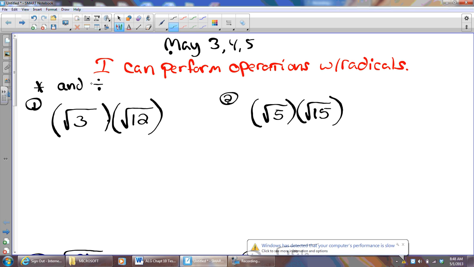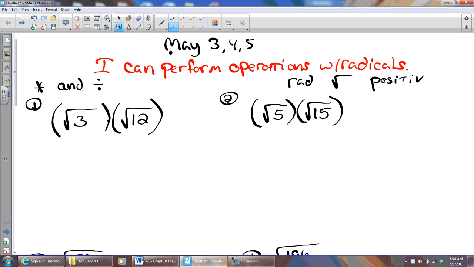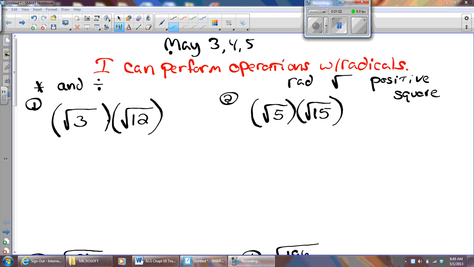All right. In the last lesson, Miss Eubank taught you how to simplify rads. The rad is the positive square root. So a rad, or this symbol, means the positive square root. Okay? So we're only dealing with the rads in this problem. And today we're going to learn how to do different operations, multiplication, division, addition, and subtraction involving rads.